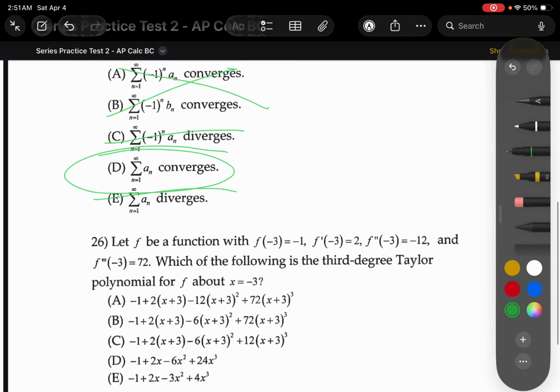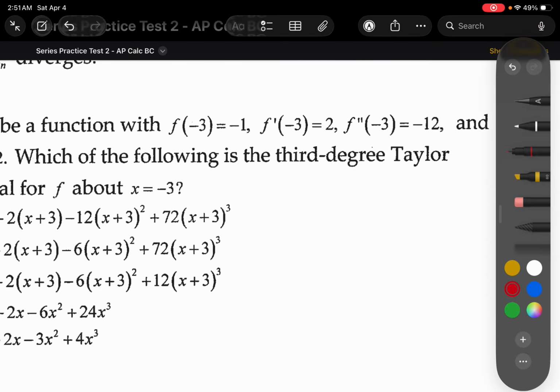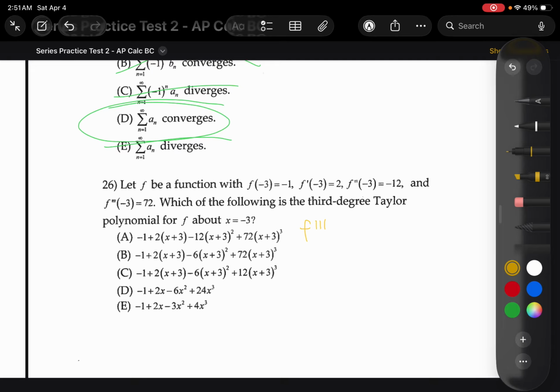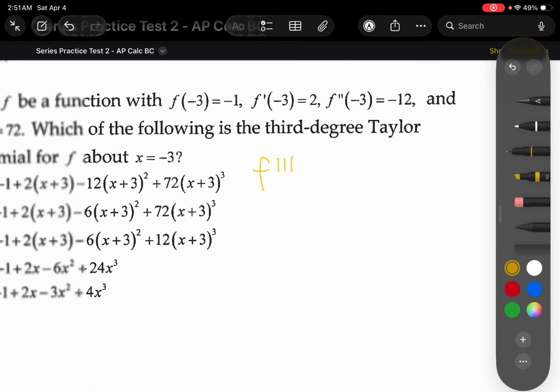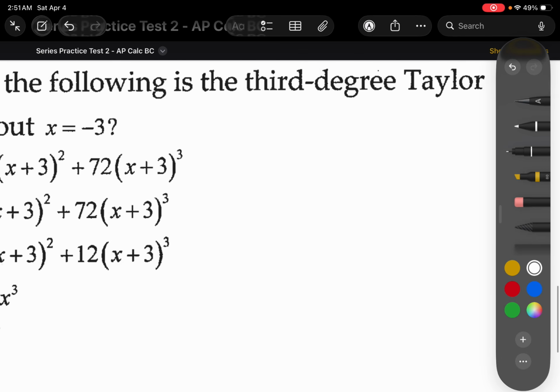Last question. Let f be a function with these values. Which of the following is the third degree Taylor polynomial for f about x equals -3? So we're trying to find the, whatever this formula again, f triple prime. Is it triple? Yes. Oh, wait. We have to solve for the whole thing. Whoops. So it's going to be this long process again.